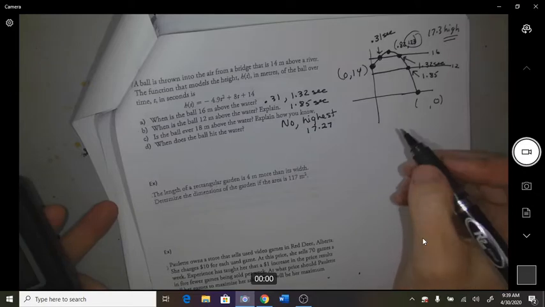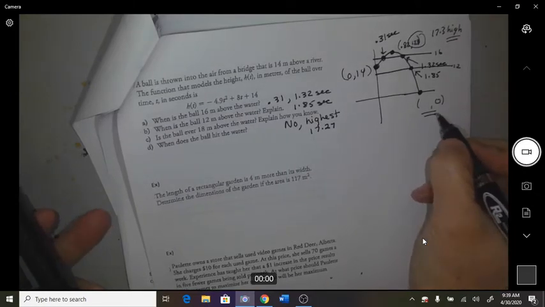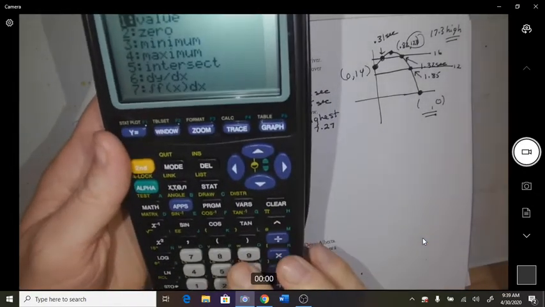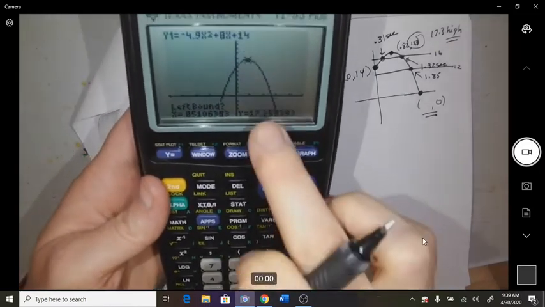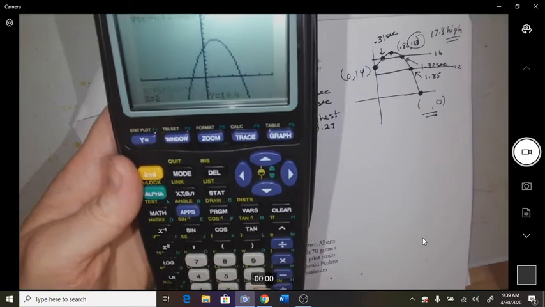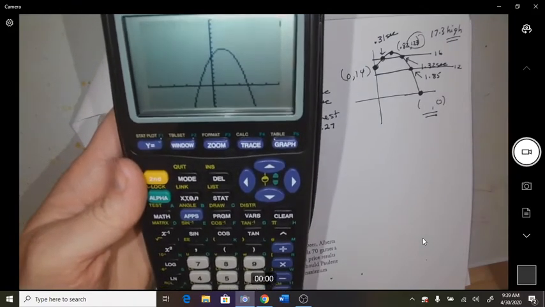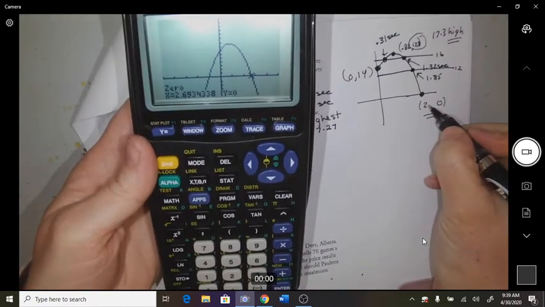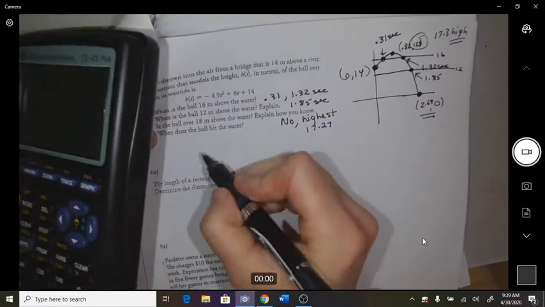And when does the ball hit the water? So that would be this point right here. So calculate the 0, and I can kind of see it's between 2 and 3. So 2, enter, 3, enter, 2.69.